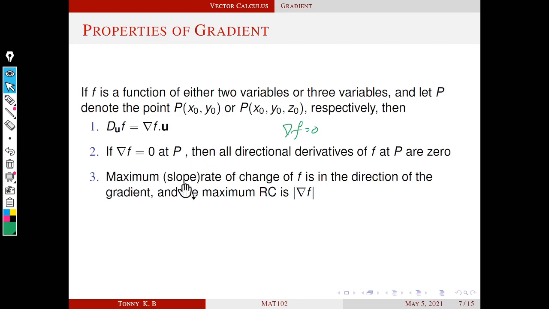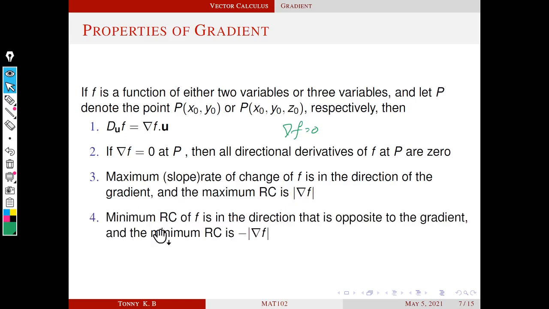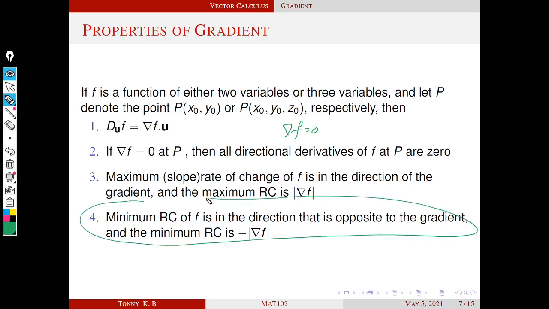And the next observation is that the maximum rate of change of the function f is in the direction of the gradient, and the maximum rate of change is mod del f. And we have one more observation. The minimum rate of change of f is in the direction opposite to the gradient, that is the minus del f direction, and the minimum rate of change is minus modulus of del f. These are the properties of the gradient. And this fourth one is the backbone of all the machine learning algorithms. This is the crucial concept.